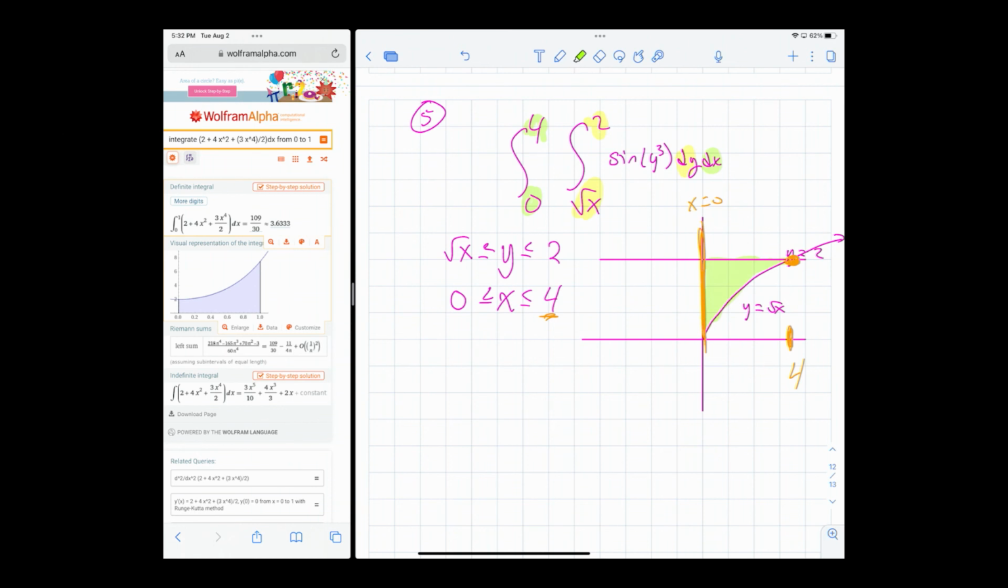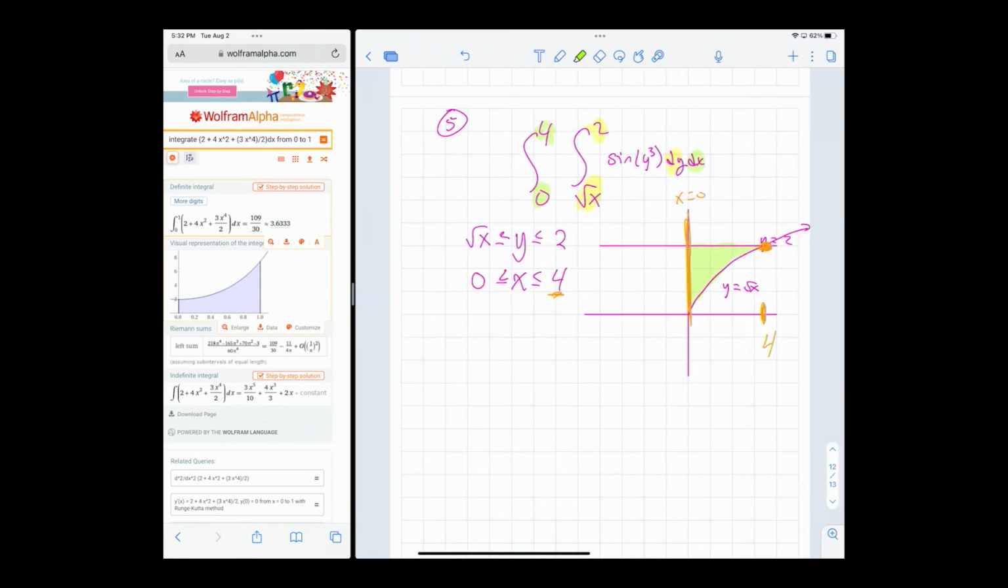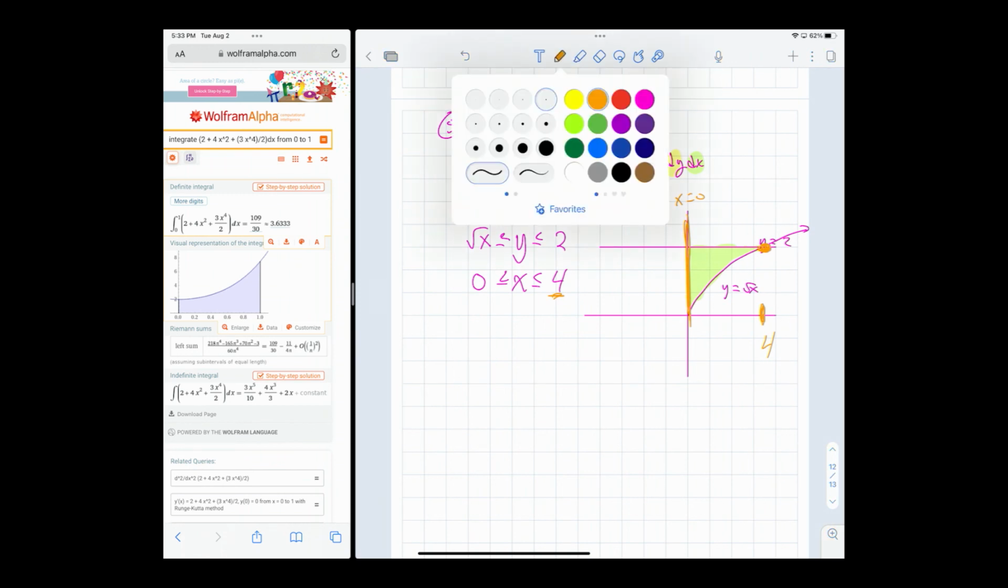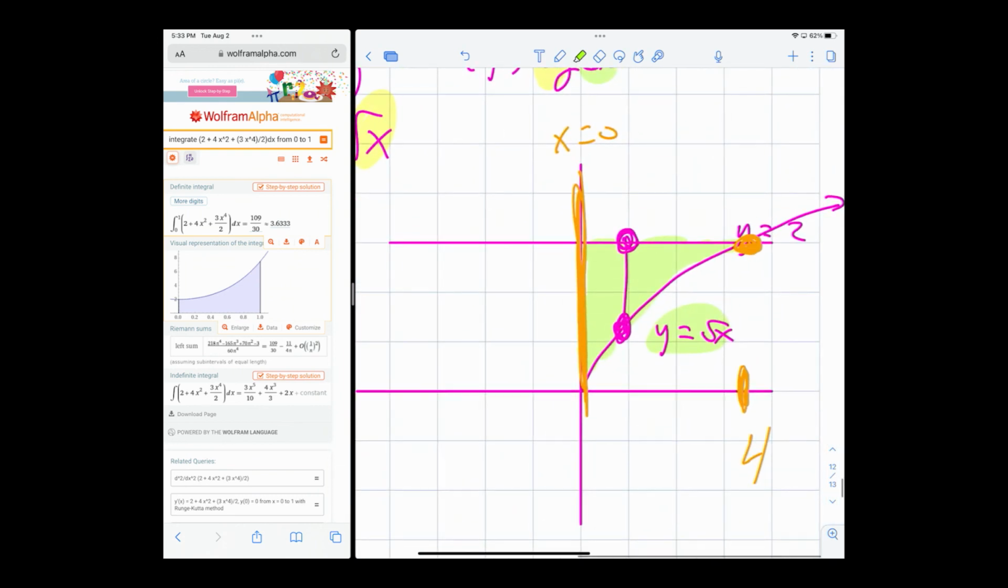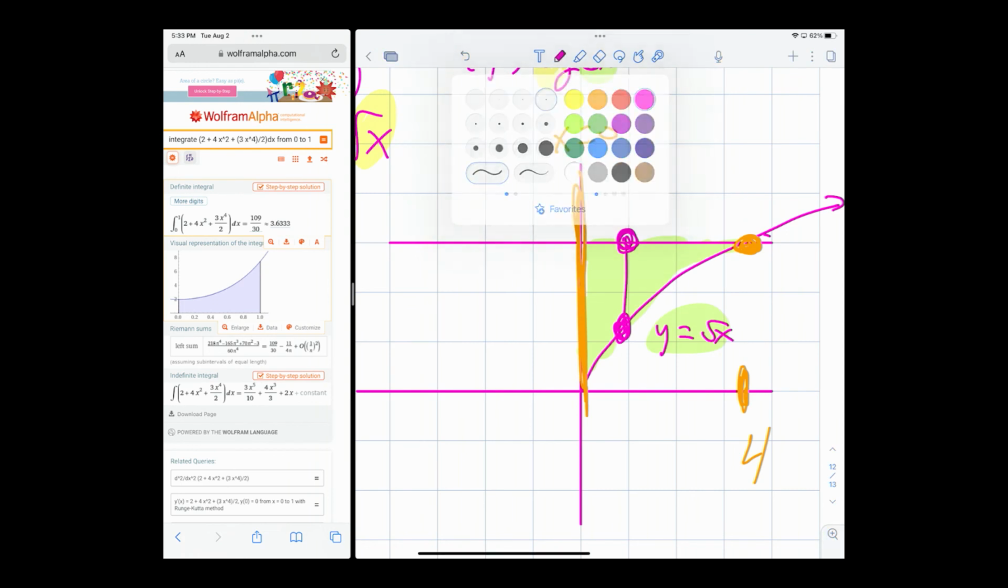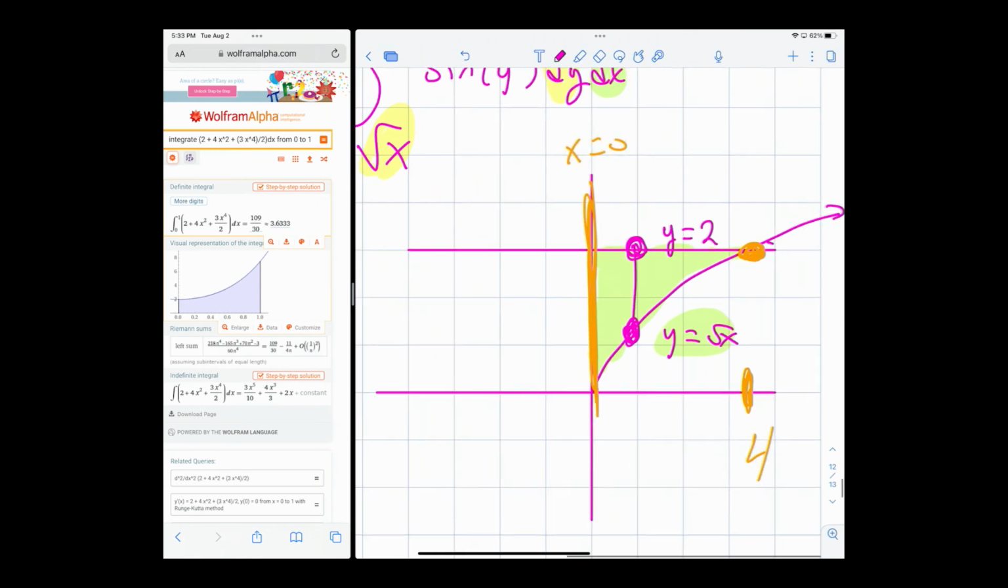Okay, so you've got to know what that region looks like. Once you know what that region looks like and we want to reverse the order of integration, here's what we would do. Our first integral was previously this: the bottom curve was right here, y equals root x, and our top curve, which is behind there now, was y equals 2. So we were doing an integral from the bottom curve to the top curve.